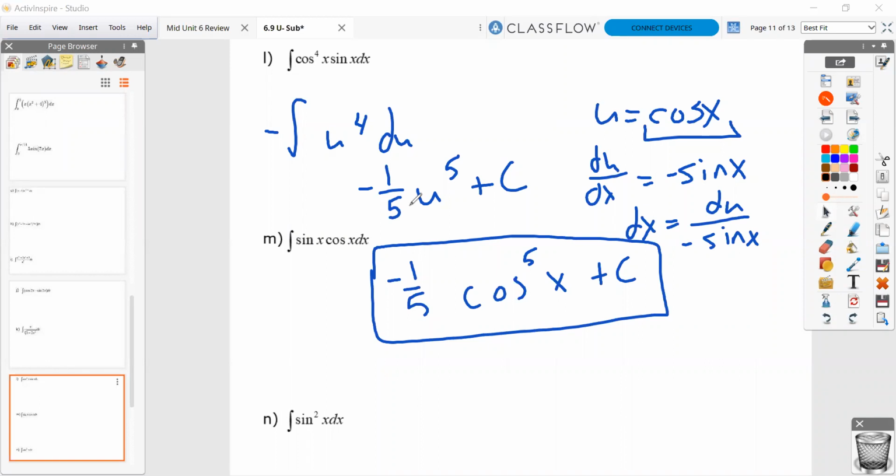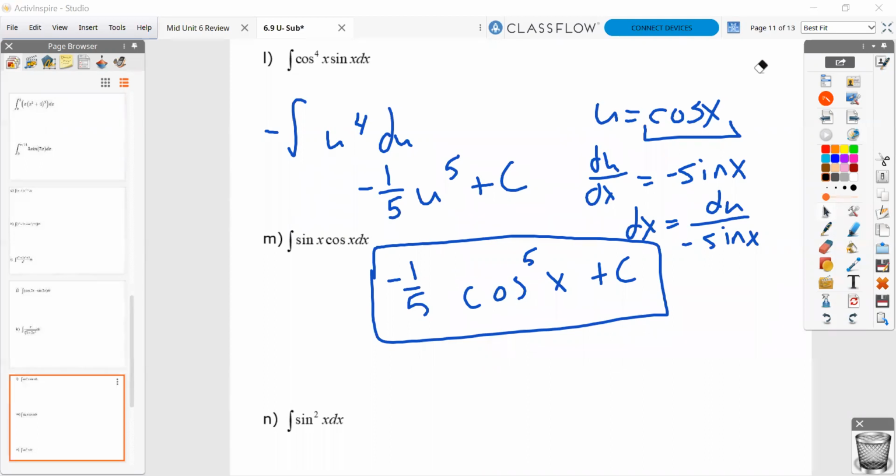So final answer, negative 1/5 cosine to the 5th of x. If you're a person who doesn't like raising your cosines to powers, I don't know why that harmed you, but you could technically put parentheses around the whole thing and make it to the 5th. You cannot do this. This is illegal. That's saying cosine of the quantity x to the 5th. Don't do that. No one likes that. It's wrong.